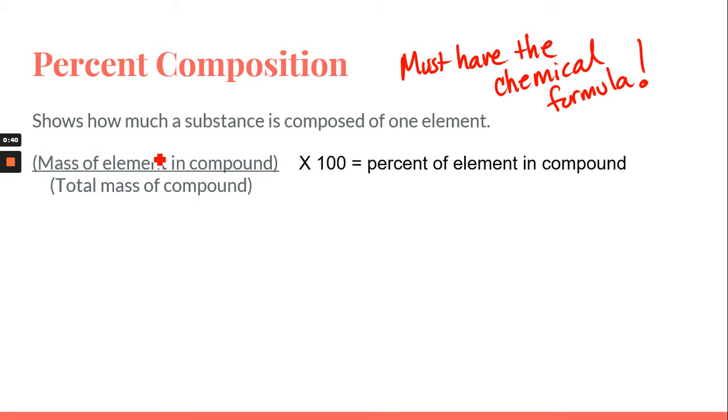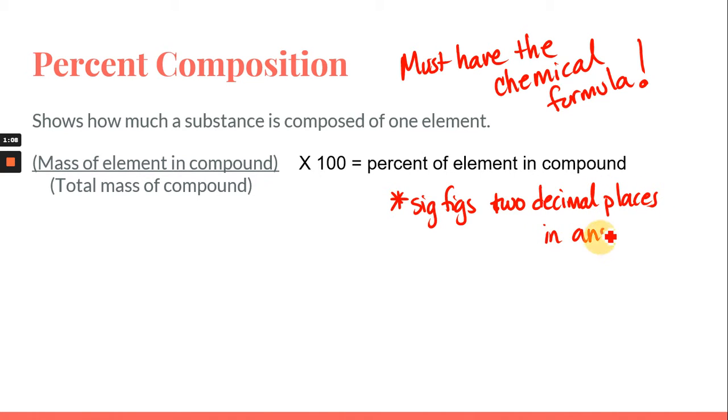To find the percent composition, you would take the mass of the element in the compound, divide it by the total mass of the compound, and then multiply by 100. And that will give you the percent of the compound. Now for significant figures, you need 2 decimal places in your answers, because the periodic table gives the masses to 2 decimal places for the most part.